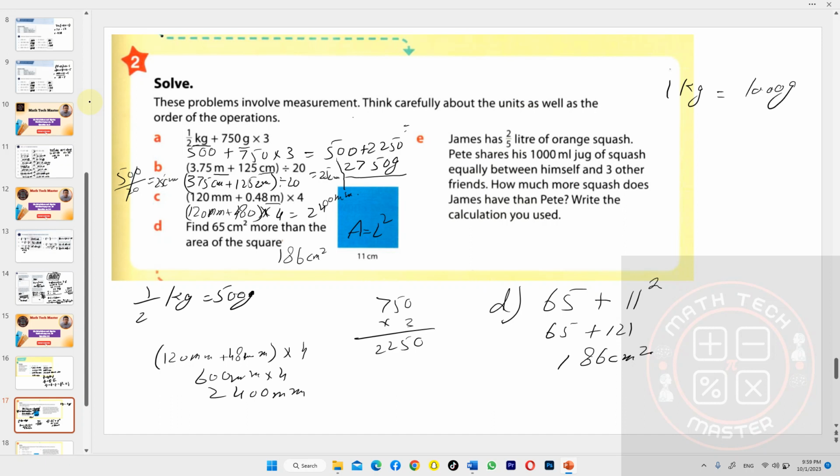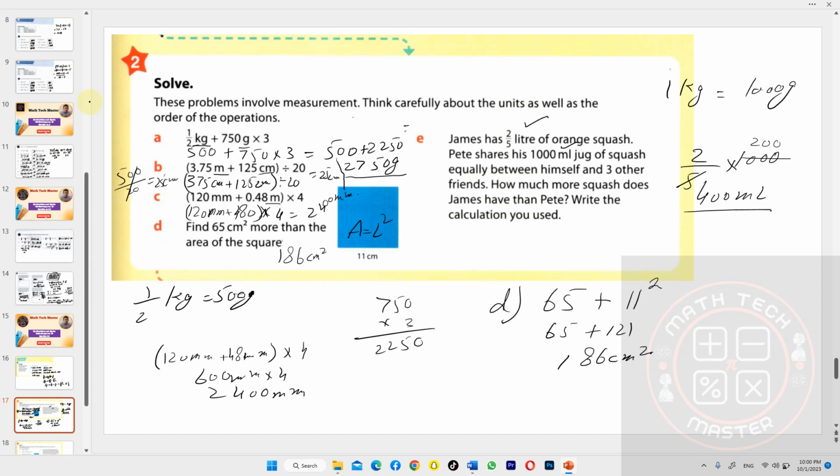Now just like we have done the previous questions, in the E part we have liters and milliliters. We just have to convert the liters into milliliters for James. So 2 over 5 multiplied by 1000, so that will be 400 milliliter. So the total of James is 400 milliliter of orange squash.